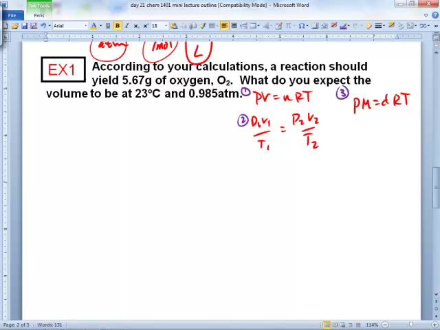Which equation? She says the first one. I hear the third one. I heard the third one because there's grams in it. Okay.